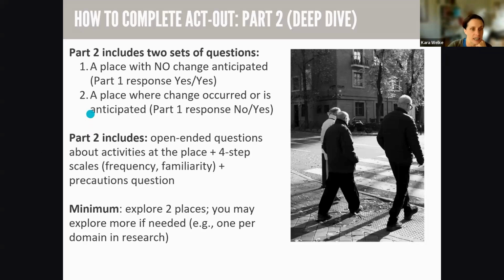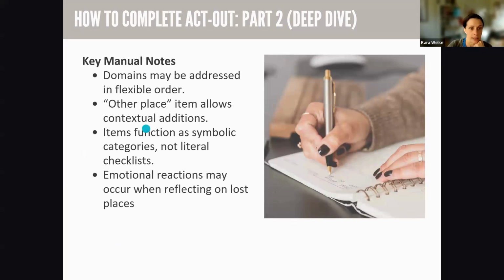The second part is a place where change occurred or is anticipated, such as they're currently not going to the doctor's office, but they used to go to the doctor's office. Okay, so we have 2 sets of questions. They pick one spot in each of those sections. It'll make more sense once I pull up the document. And then there's open-ended questions about each of the places. With these places, we can ask more than one, or we just focus on the one, but it'll make sense once I pull these up.